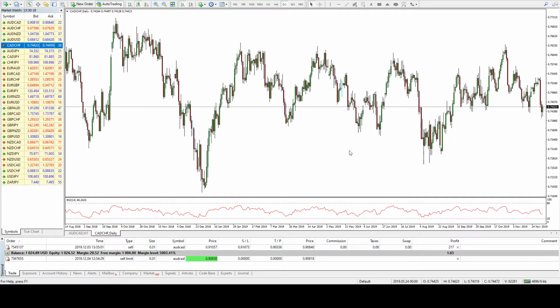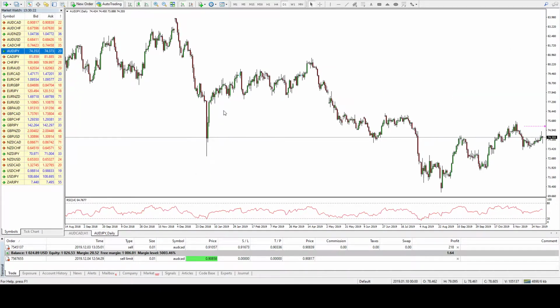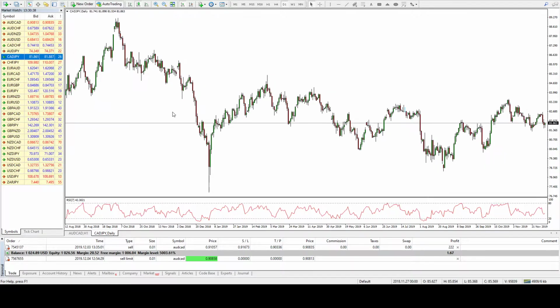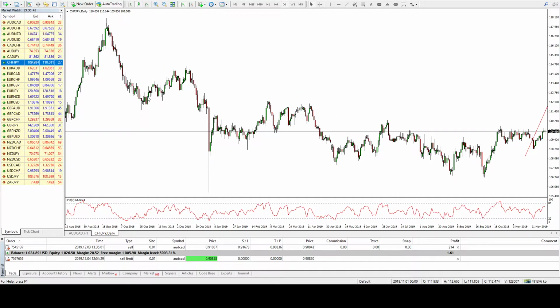Cat franc. Aussie yen. Cad yen. Franc yen.